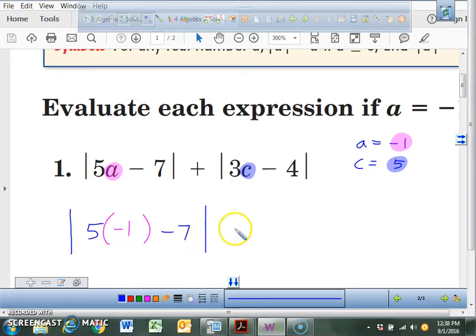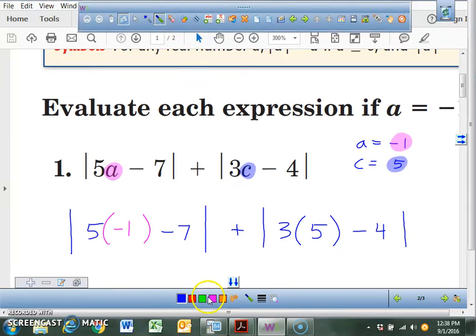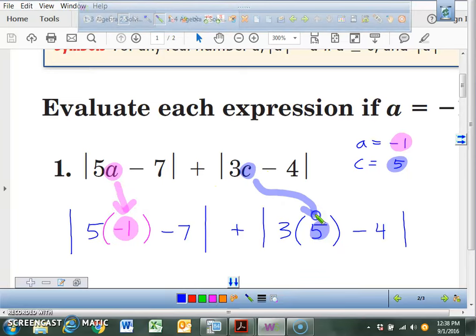Plus, open up the absolute value. 3 times, and for C I'm plugging in 5, -4, and close the absolute value. So hopefully you see that right here I plugged in a -1 and right here I plugged in my 5. I'm going to make a little arrow so hopefully your brain can recognize the pattern of how to plug numbers in correctly.